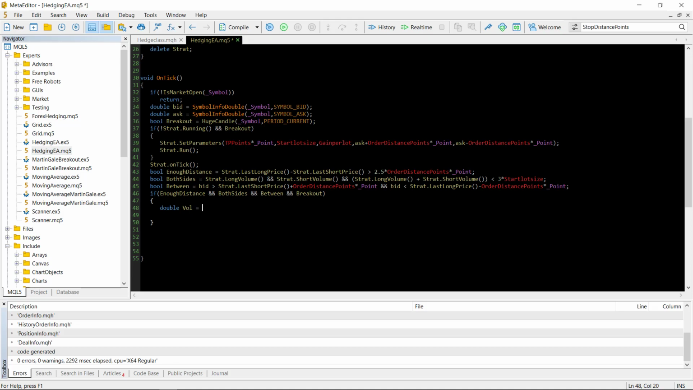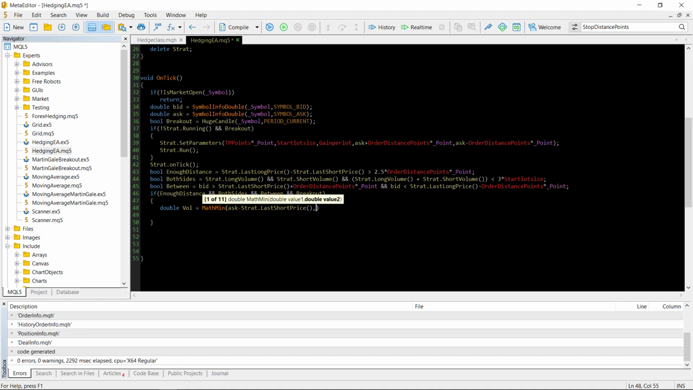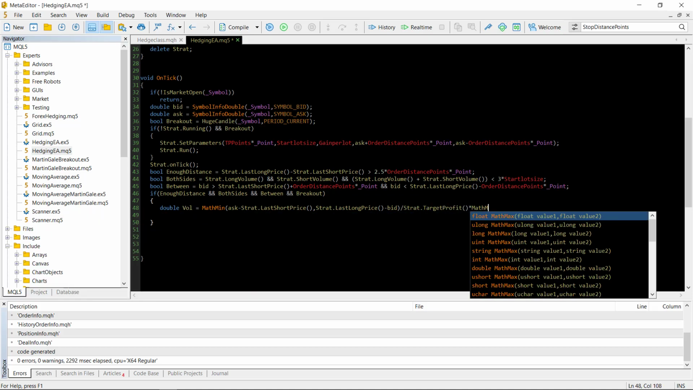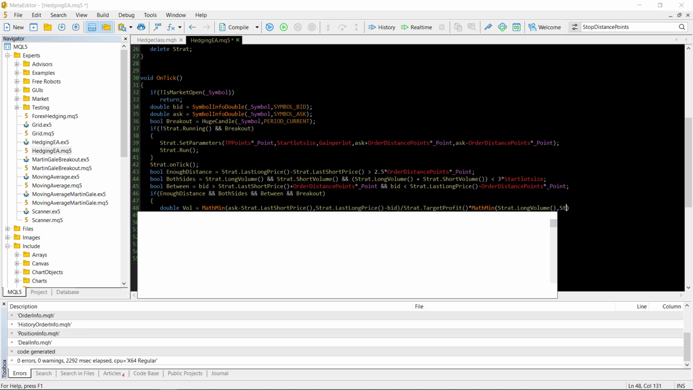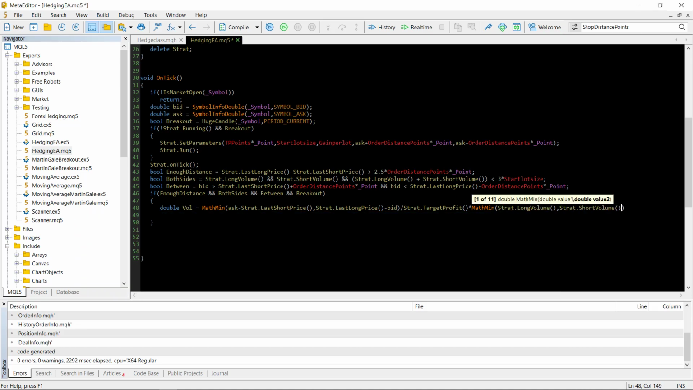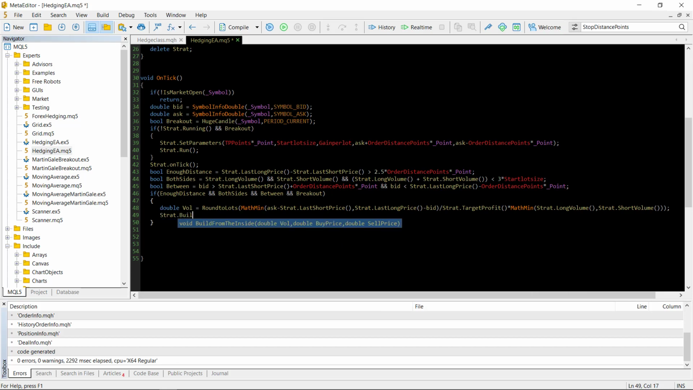We will calculate it with the following formula. We will get the minimum losing distance, so the MathMin of ask minus the last short price and the last long price minus the bid. Then I will divide it by the target profit, because the smaller the target profit, the more volume we need. And then multiply by the minimum of the long volume and the short volume. Then of course, we need to round this value to a valid lot amount. We then call the build from the inside function with the volume, the buy price and the sell price.